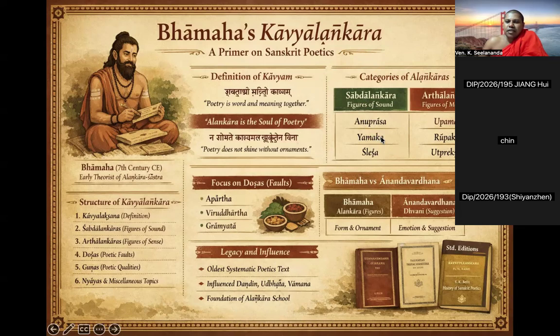Yamaka means repeating words. Repeating words again and again, we can take as a figure of sound. Slesa is also a Shabda Alankara. And Artha Alankara or figures of meaning: Upama, Rupaka, Utpreksha. There are so many Artha Alankaras in Sanskrit poetics.